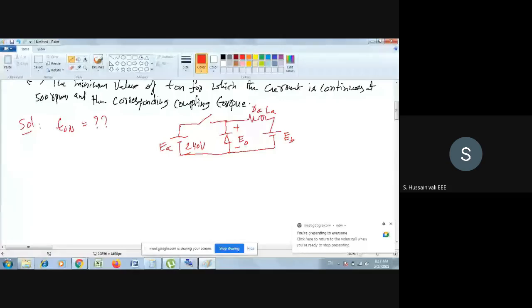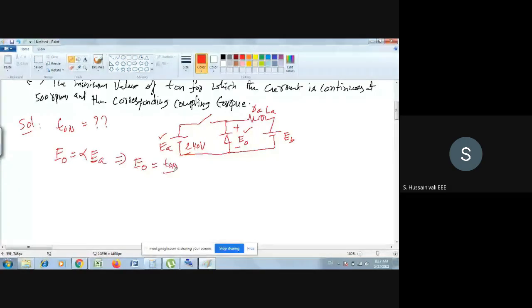So last class itself we have derived the relationship between EA and E naught. What is the relationship between EA and E naught? Just recall, E naught is equal to alpha into EA. This is the relationship we have already derived. That implies E naught is equal to, what is alpha? T on by total time period T, multiplied with EA. Yes, this is the formula.